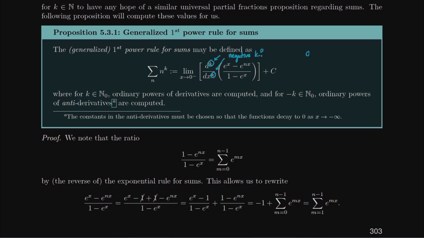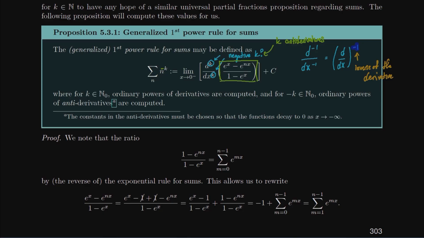What would maybe d to the negative 1 over dx to the negative 1 mean? Or maybe d dx to the negative 1. This is the inverse, right? Inverse of the derivative. What is the inverse of the derivative? We should really interpret negative k as k antiderivatives. Okay, so we're going to be seeking antiderivatives of this function if I decide to make that k negative.